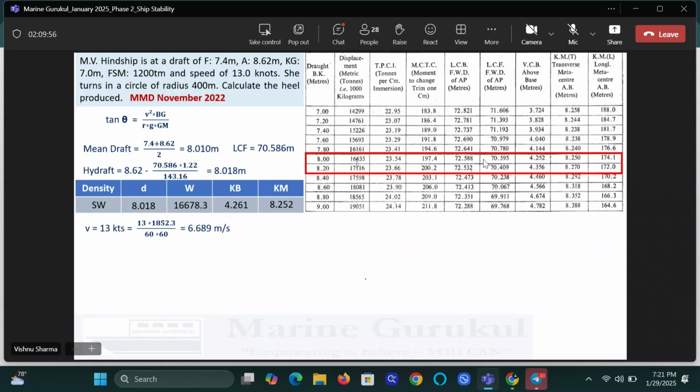Guys, can you please get the BG of the ship? Because we need BG in the formula. Now my eyes are on the formula. BG, how much is BG? 2.739. Okay. Can you please calculate the GM of the vessel? 1.252. Okay, 1.252. Somebody else?